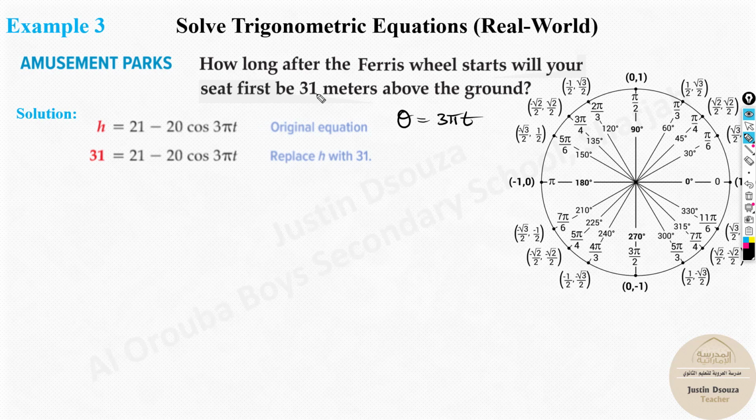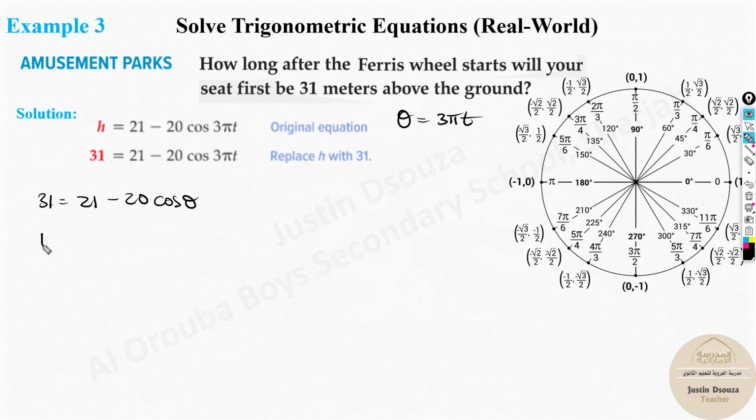Now what is this height? We need to solve for height. What is the time when the height is 31 meters above the ground? So this is the height: 31 equals 21 minus 20. Now I know t is in this, but I will write just cos theta. Okay, now let me solve.